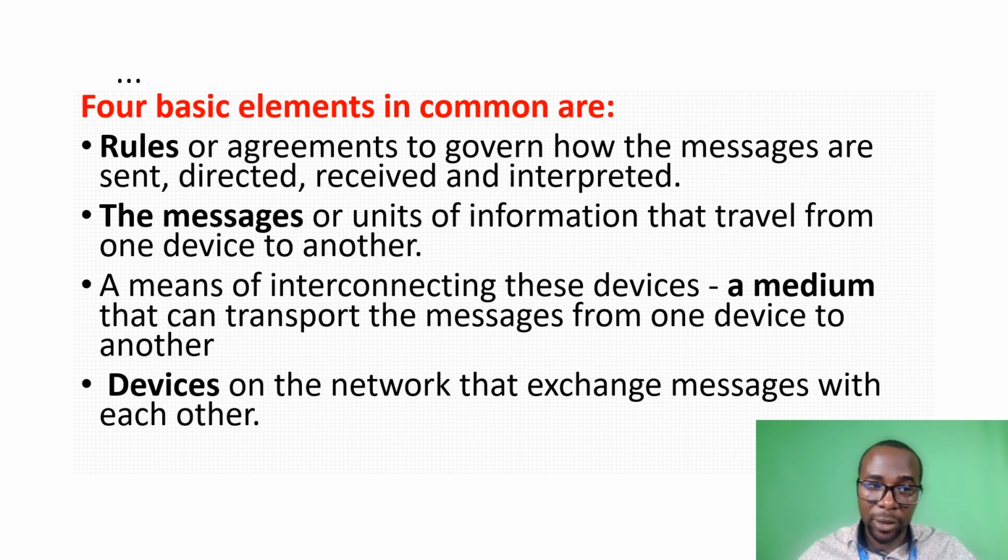These are the main elements we need so that a connection can be established. There should be the rule that governs how devices are going to receive, direct and interpret the information on the network. And also, of course, the message content to be sent, as well as the medium through which the message can pass, and devices which are there for exchanging, forwarding and interpreting the message.